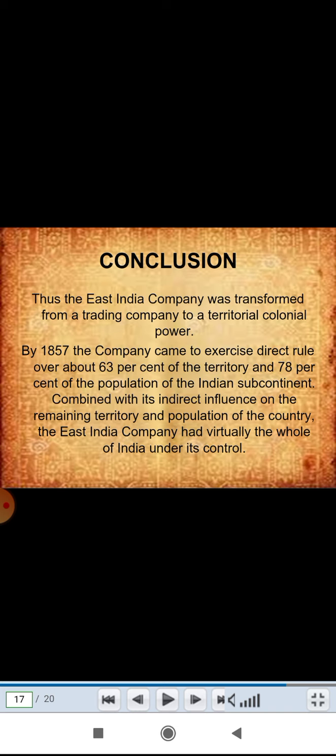Thus, the East India Company was transformed from a trading company to a territorial colonial power. This is how, children, in this entire chapter, we have seen that with just one motive of trading, the company became the extreme power. By 1857, the company came to exercise direct rule over about 63% of our country's territory and 78% of the total population of the Indian subcontinent. Imagine, children, in such time the Britishers started ruling us, isn't it? And the East India Company had overall control over our country, India.